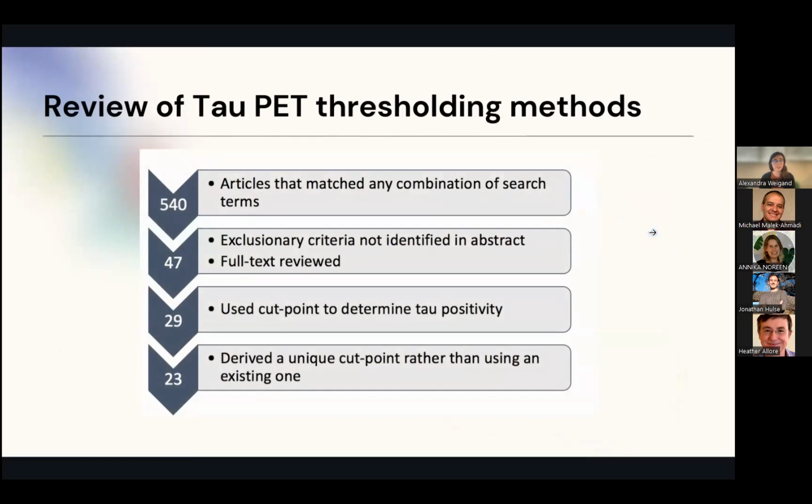Back when I did this search, there were 540 articles that matched any combination of the search terms. About 500 of these were excluded just from reviewing the abstract and identifying one of the exclusionary criteria that I mentioned, which resulted in 47 studies having their full text reviewed for the exclusionary criteria. Again, I excluded any studies that didn't use a cut point to determine tau positivity. So for example, if they used a clustering method to derive multiple subtypes of tau, those were excluded. And then finally, excluding studies that use an existing cut point, we had a total of 23 studies that derived a unique cut point using unique tau PET thresholding methods to their study.